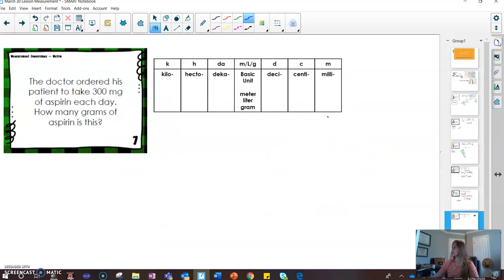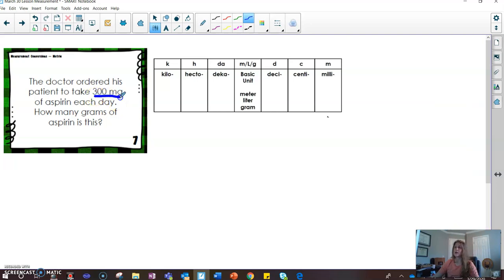All right, I think this is our last one, I believe. The doctor ordered his patient to take 300 milligrams of aspirin each day. How many grams of aspirin is this? Again, a single step problem. We're going to take 300 milligrams and we're going to turn it into grams. So let's write our conversion equation. 300 milligrams equals how many grams?